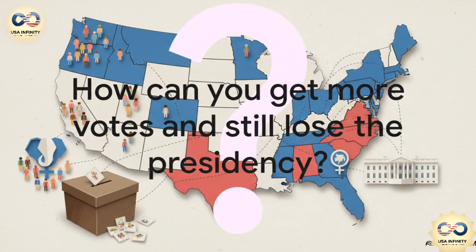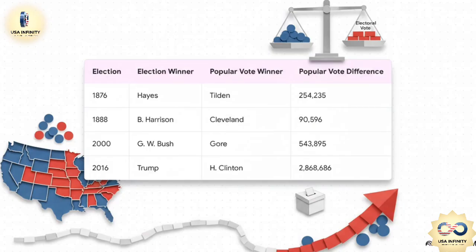And that brings us to this huge, kind of baffling question at the heart of American democracy. How is it even possible for a candidate to get millions more votes from the people and still end up losing the presidency? It feels like it shouldn't work that way, right? But it's not a mistake in the system. It's actually how the system was designed to work. And believe me, this isn't just some weird theoretical thing. It's happened 5 times in US history.